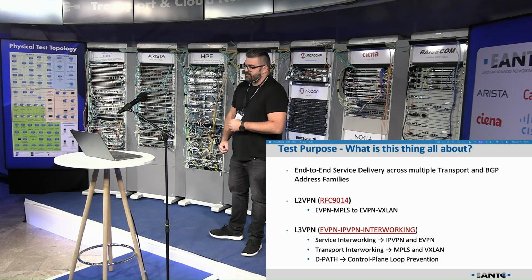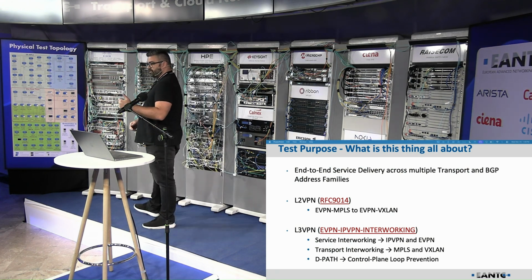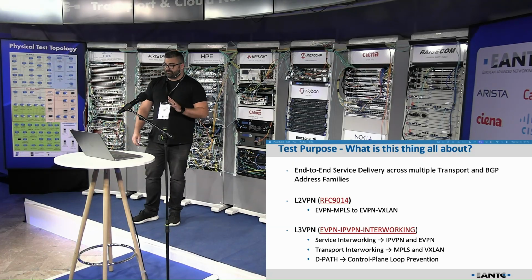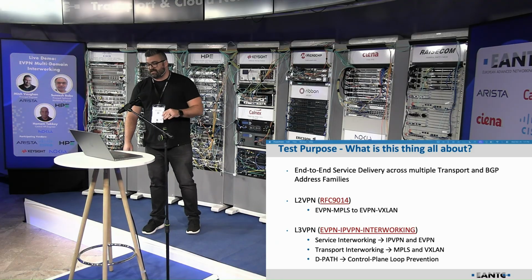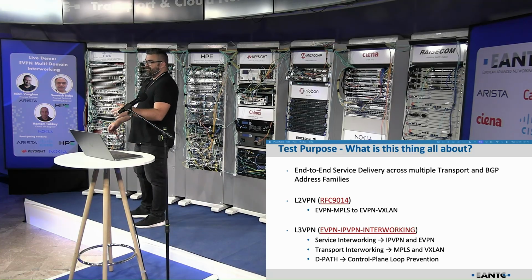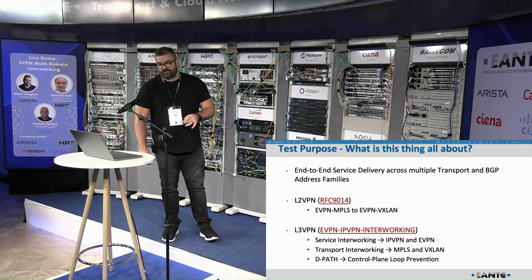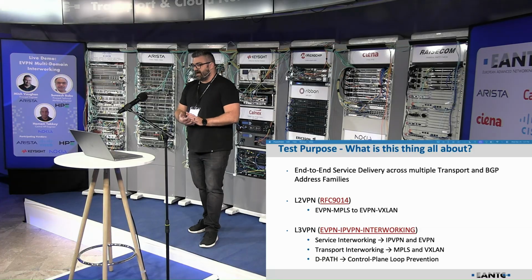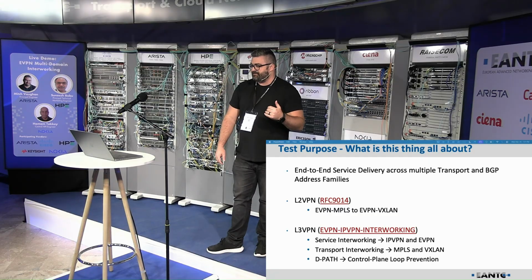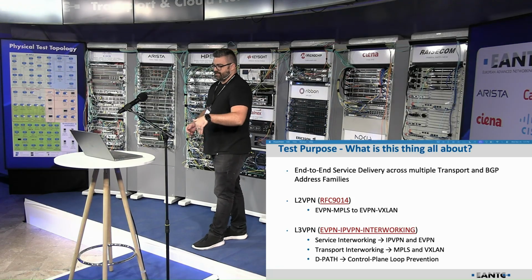delivery mechanisms. In the test, we focused on RFC 9014, so the EVPN gateway functionality, specifically focused on L2 VPN. We'll see today we went from EVPN MPLS to EVPN VXLAN, and then back at the end of our journey, back to EVPN MPLS. And then for L3 VPN, we did test IPVPN and EVPN interworking from a BGP address family perspective. And then also same thing here, going from MPLS to VXLAN back to MPLS.